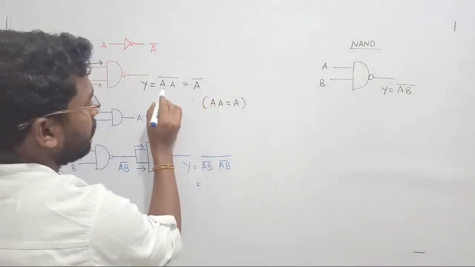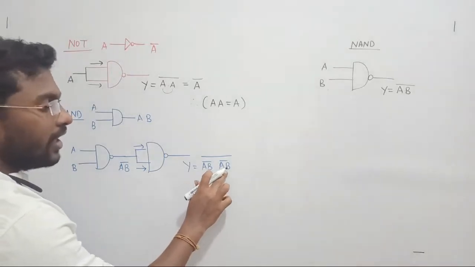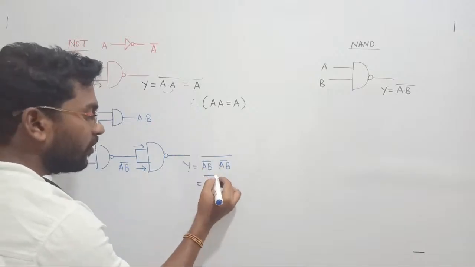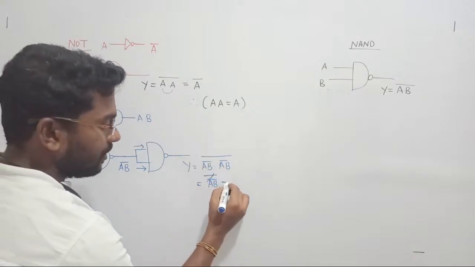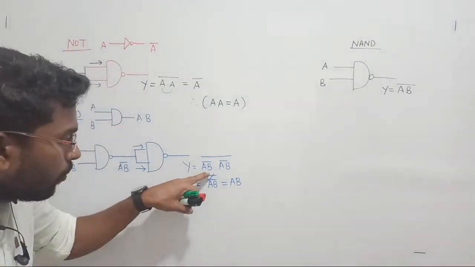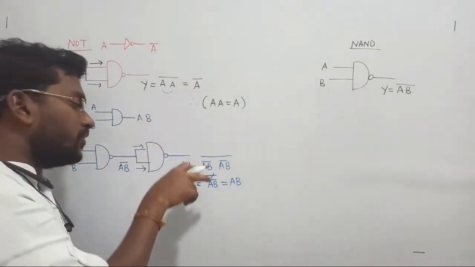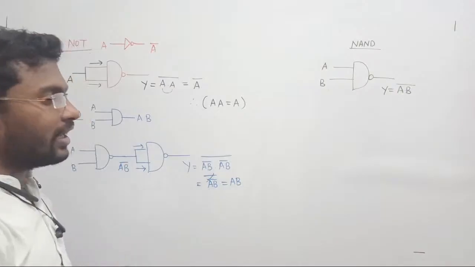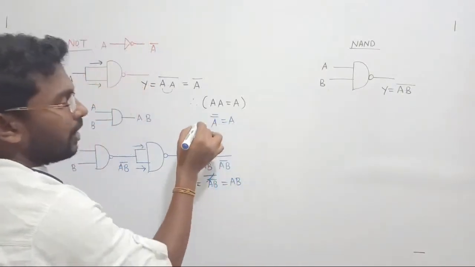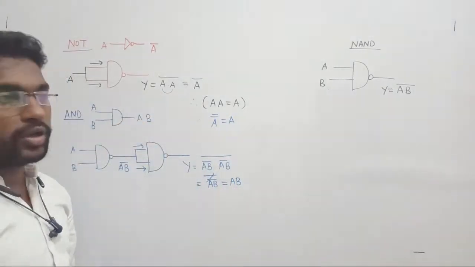Now we have to visualize that A dot A should be equal to A only. It means A dot B whole bar dot A dot B whole bar will become A dot B whole bar only. But on the top we have one more bar now, so the double bar gets cancelled, and the output will become AB. Can you follow me? Because we know one more property: A double bar equals what? A only, right? We already visualized this. So with the help of these two properties, I understood the output is going to be AB only.